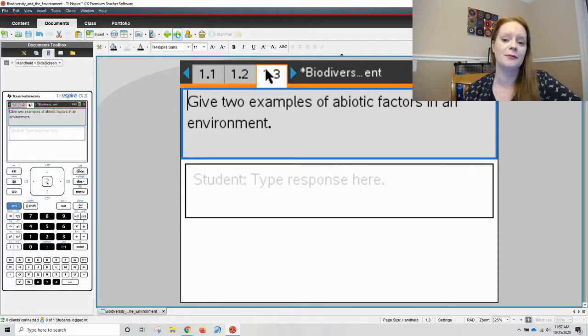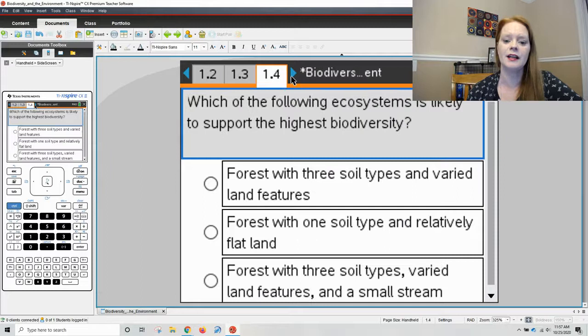The first question asks for 2 examples of abiotic factors. With this question, they will need to type their answers. On the TI-Nspire handhelds, there is a keyboard. It's alphabetic, but they can type their responses right on their keypad in order to give the answer. And again, you can take these questions out, or you can add more questions in. They're totally revisable.